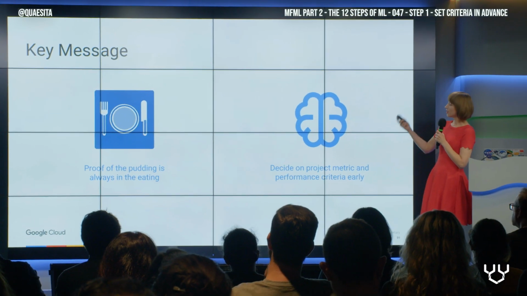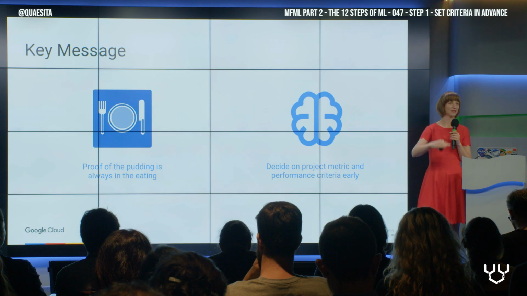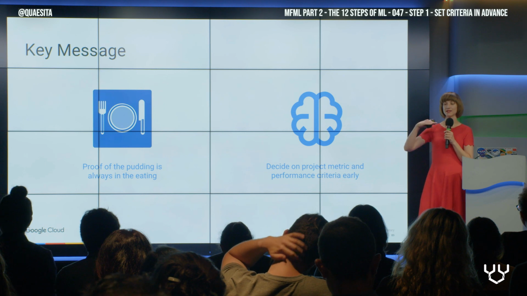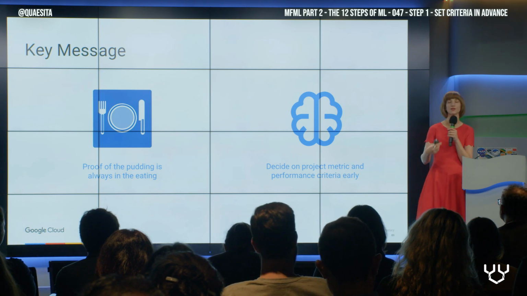So key message here, the proof of the pudding for machine learning is always in the eating. And you have to figure out how you do the proving up front in this step. Decide on how you're going to measure success and set that cold, hard minimum early so you don't bargain yourself into releasing rubbish.